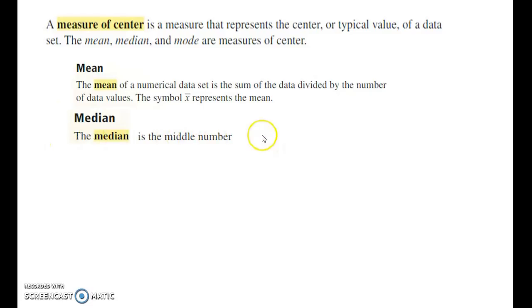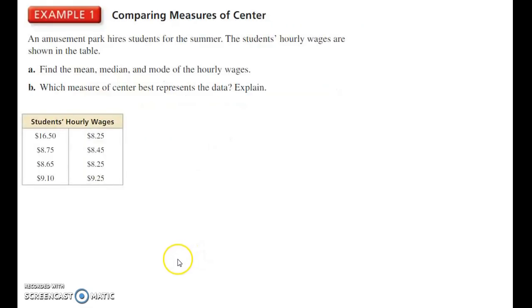Median, we know, is the middle number. Remember, they need to be in order from least to greatest. So order them numerically, then it's the middle number. And if there are two middle numbers, it's the average of the two middle numbers. Mode is the number or the numbers that occur most often. Mode is the most. Median is the middle. Alright, let's compare some of these.